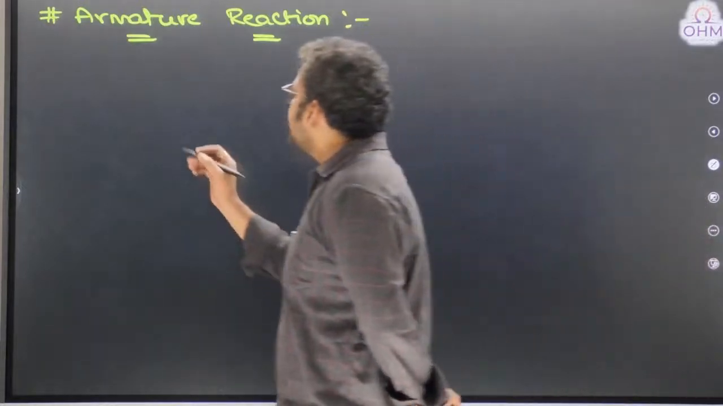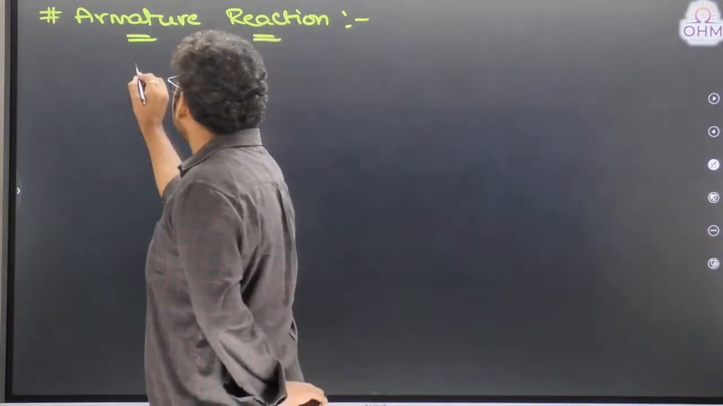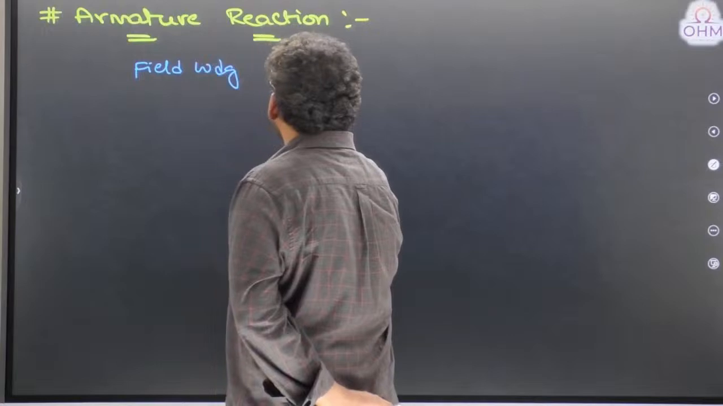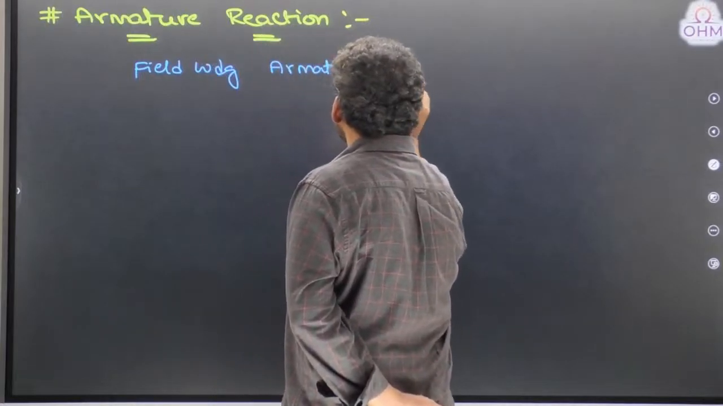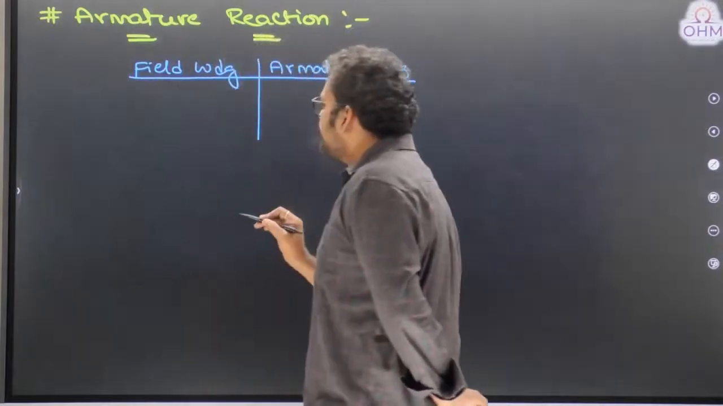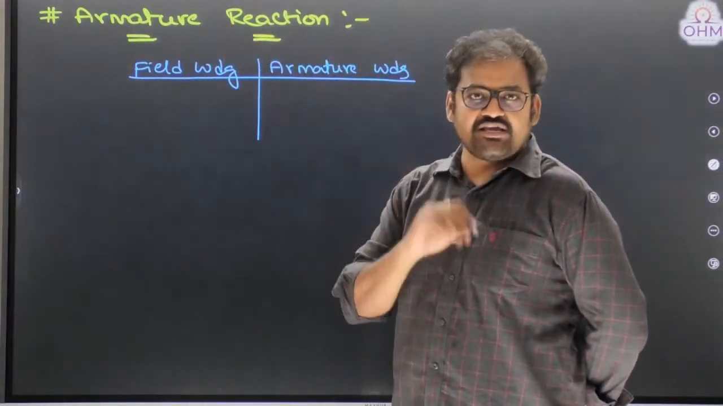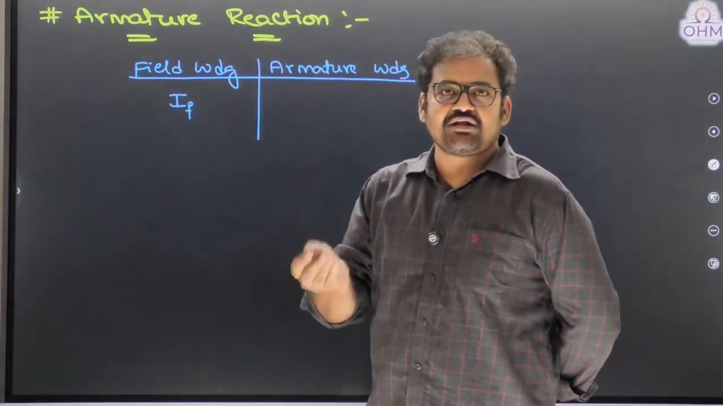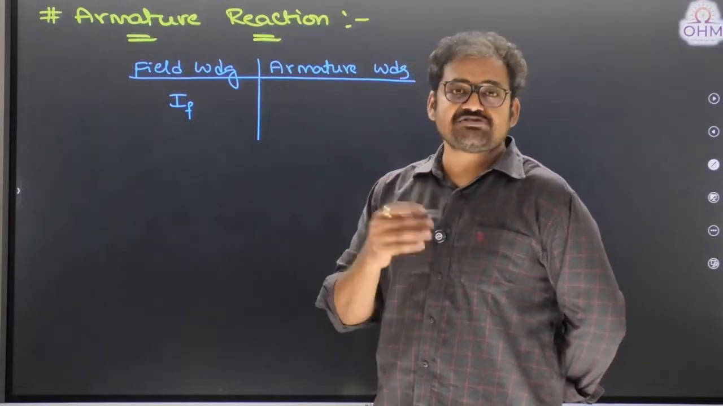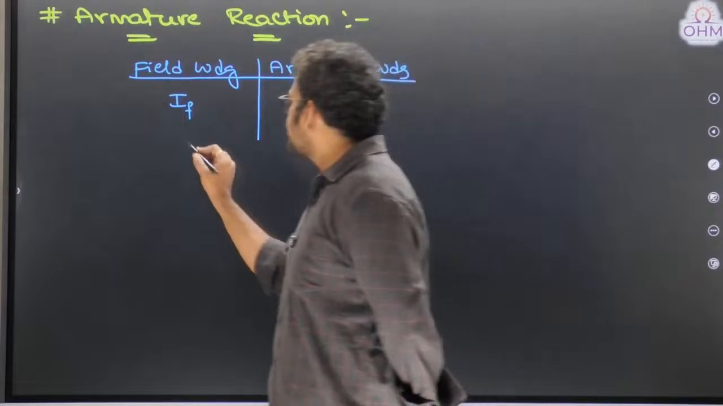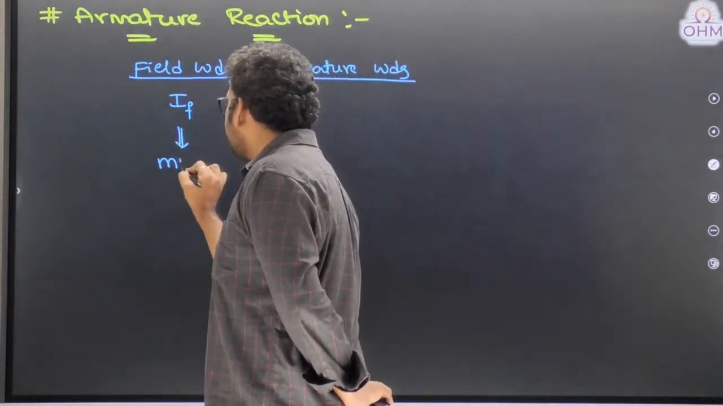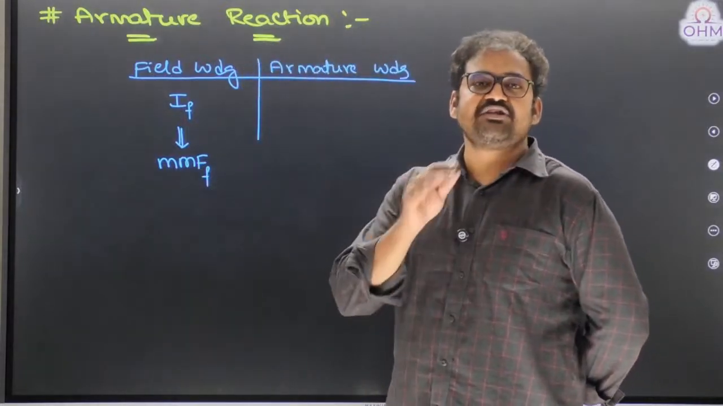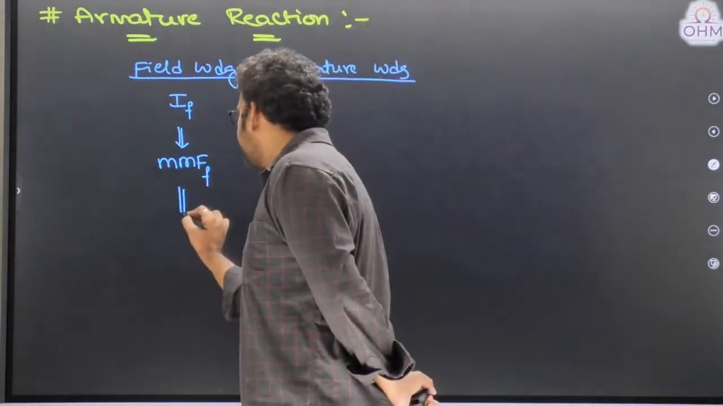As we discussed so far, there are two windings in a synchronous machine. One is the field winding, and another one is the armature winding. Now we know we are exciting the field winding with DC current known as field current. Whenever you excite any winding with some current, automatically MMF will be created, because MMF is number of turns into current. So this field current will create an MMF known as field MMF. Because of this MMF, a flux will be generated in the machine. We call it the field flux.